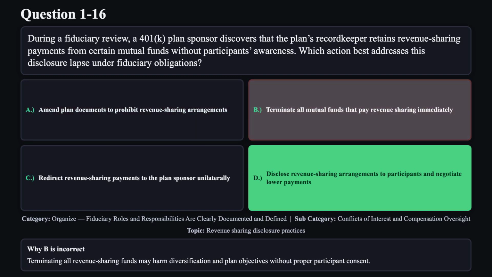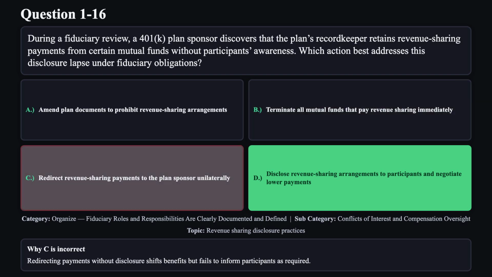Reason B is not correct. Terminating all revenue sharing funds may harm diversification and plan objectives without proper participant consent. Reason C is not correct. Redirecting payments without disclosure shifts benefits but fails to inform participants as required.